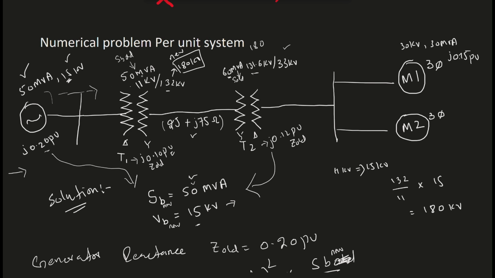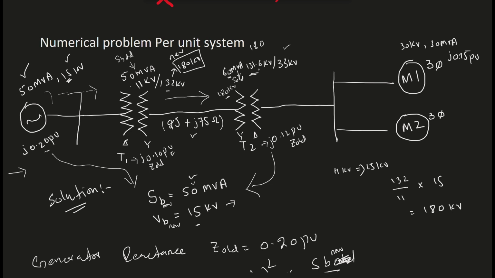So this 11 was updated as 15. When this 11 is updated, obviously the 132 will also be updated, so it was updated to 180 kV. Now according to the new base values, the 180 kV will be transmitted. So the primary side of T2 will now have 180 kV as the new value, and the old value was given as 131.6.